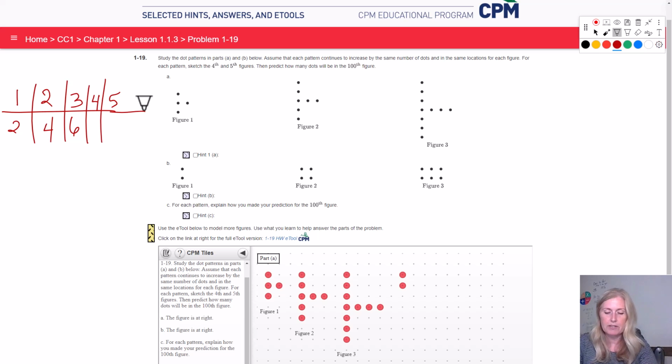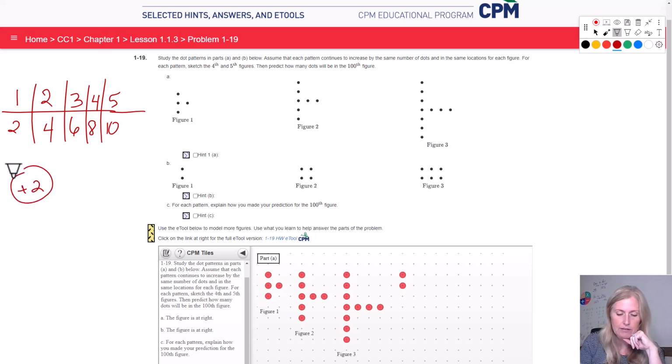So we have to figure out how many dots are in the 4th and the 5th figure. Well, look at this pattern. 2, 4, 6, 8, 10. Okay? So what are they adding every single time? They're adding 2 more dots every time. And guess what? When you multiply that top number times that 2, you go straight to that bottom number. You don't have to add anything this time.